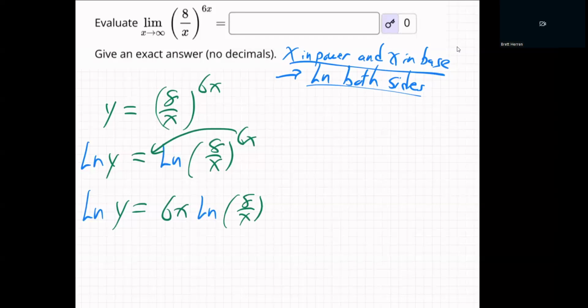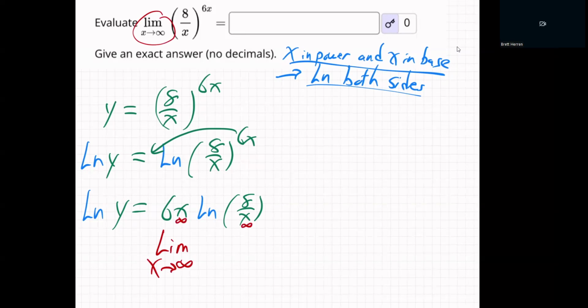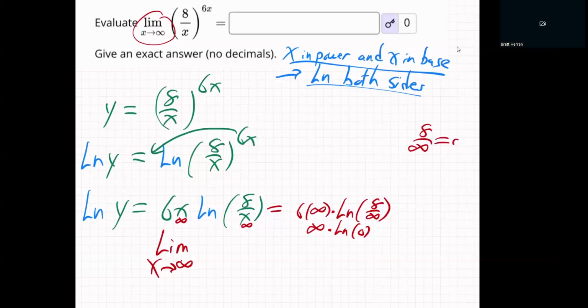Okay, now let's don't forget it's all about a limit, right? Limit as x goes to infinity. So let's just take this right side and take the limit as x goes to infinity of this. Now, if you plug in infinity right here and right here, it's not going to work out very well because you're going to get 6 times infinity times the ln of 8 over infinity. And what is that? 6 times infinity is infinity. And this is the ln of 0. You clear on that? 8 over infinity is 0.